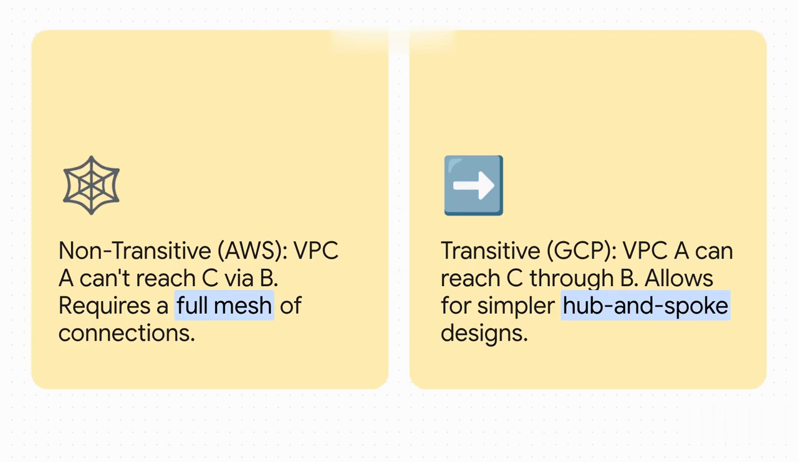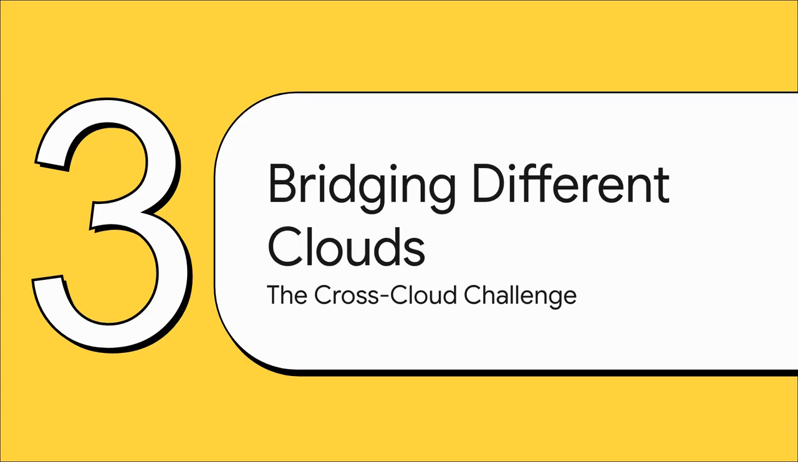And this is what that means in the real world. With AWS, peering is non-transitive. So if you connect island A to island B and then B to C, well, A and C still can't talk to each other. You have to build a third direct bridge. As you scale, this forces you into this messy, complicated full mesh design. On the other hand, with GCP's transitive model, A can talk to C right through B. This lets you build much cleaner, more scalable hub-and-spoke networks. It's a game changer. So native peering is a fantastic tool for connecting islands within the same archipelago.